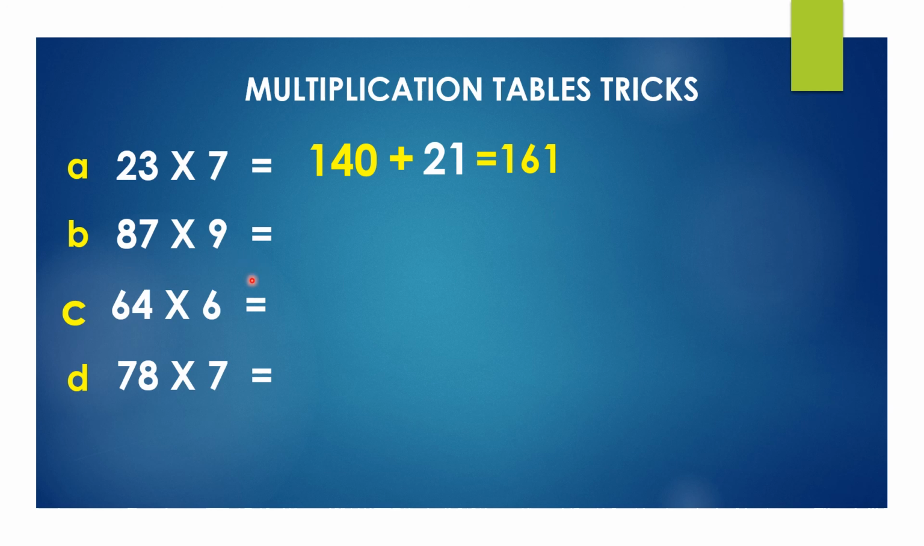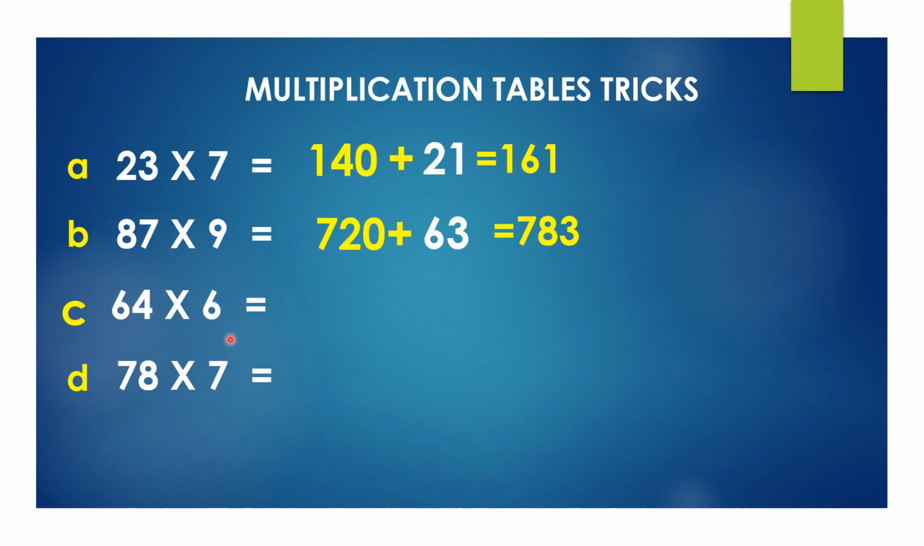Next one, 87 into 9. This is also case 2. So first step, 8 9s are 72 you write. 0 beside that number. Next step, 7 9s are 63. Add both these numbers. So 783 is the product of 87 and 9.